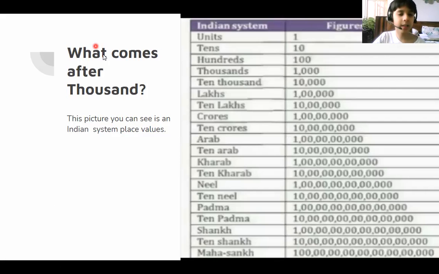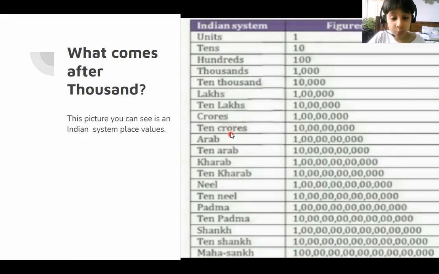What comes after 1000 in the Indian system? The picture you can see right now shows Indian system place values. There are ones, tens, hundreds, thousands, ten thousands, lakhs, ten lakhs, crores, ten crores, Arab, ten Arab, Kharab, ten Kharab, Neel, ten Neel, Padma, ten Padma, Shankh, ten Shankh, Mahashankh. After ten crores, it might have gotten really hard. You have never heard these words. Neither have I. These numbers are not frequently used. We don't use them normally.